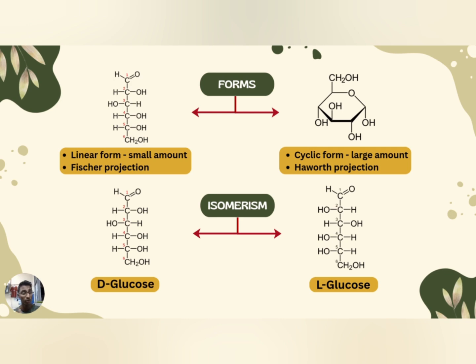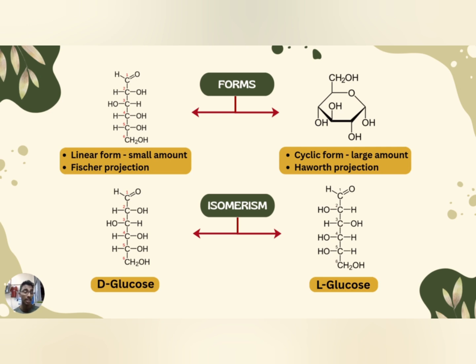It can be classified into a few different forms just for further understanding. So let's see for the first one, classification by form. They can be drawn in two ways, which is the Fischer projection and Haworth projection. In the Fischer projection, it is drawn in a linear form, where you can find small amounts of this form in a glucose solution, for example, while the cyclic form is abundant and you can find it almost everywhere using the Haworth projection.